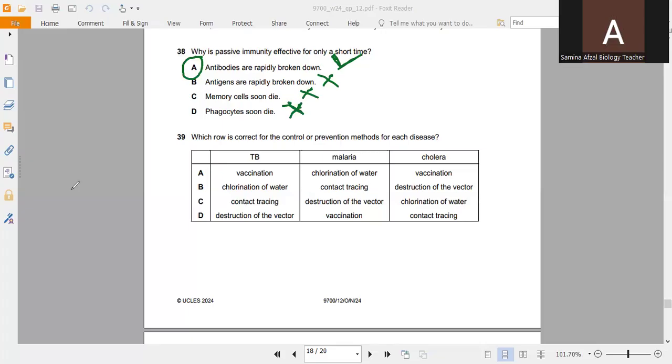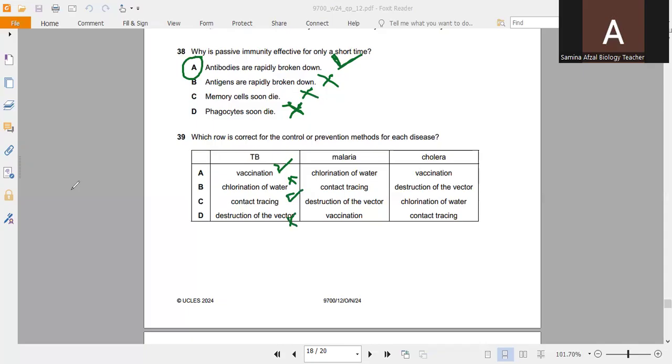Which row is correct for the control and prevention methods for each disease? Tuberculosis, TB, malaria, cholera. TB, tuberculosis, is a contagious disease which is transferred from one person to another. So we can say that vaccination is helpful for this. It can be controlled with the help of vaccination. And chlorination of water, no. Contact tracing, yes. Destruction of the vector, again, no.